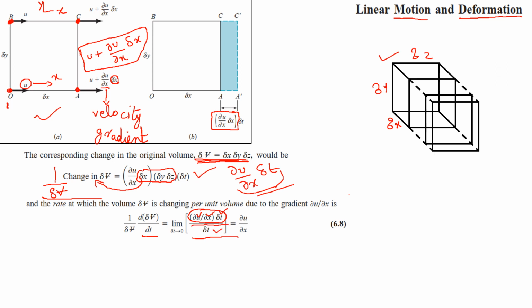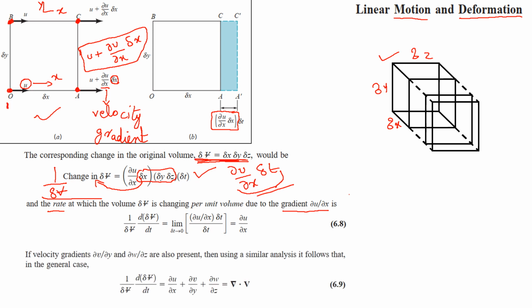So this is now the term for change in volume, and if we want to specify this term in the form of a sentence, this will be the right sentence: the rate at which the volume delta v is changing per unit volume due to the gradient partial u over partial x. This is the rate at which the volume is changing per unit volume due to the gradient partial u over partial x. So this is what it comes out to be, that is equal to this term, partial u over partial x. So this is our rate of change of volume per unit volume.